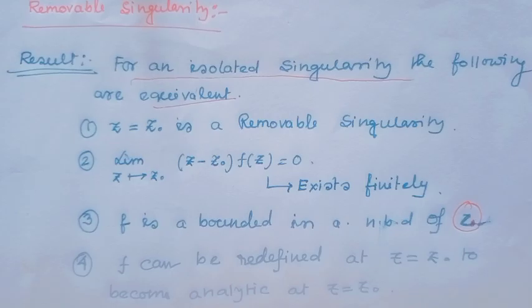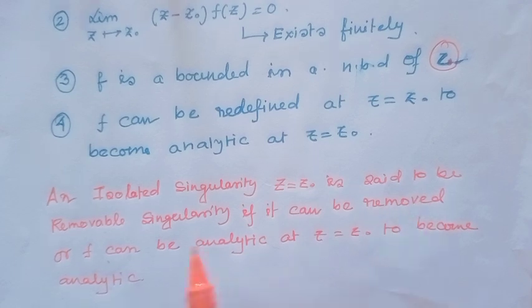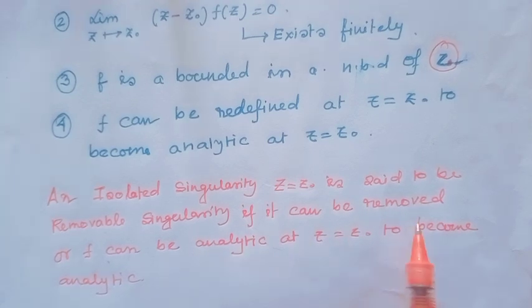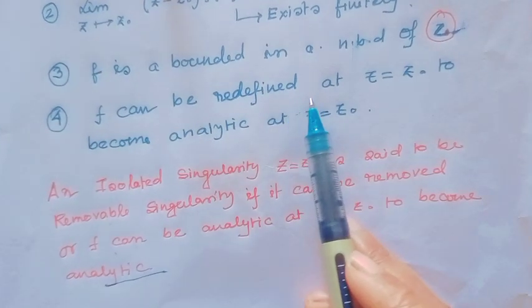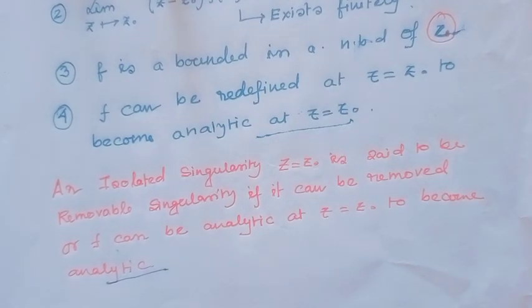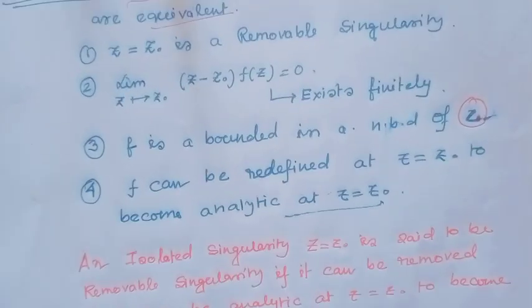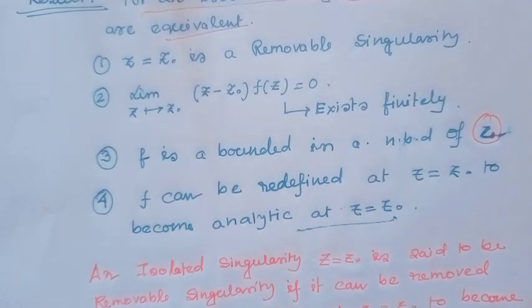We all know removable singularity means an isolated singularity Z equal to Z naught is said to be removable if the singularity can be removed and there exists no principal part, or F can be redefined at the point Z equal to Z naught to become analytic at Z equal to Z naught. This is the result of removable singularity.